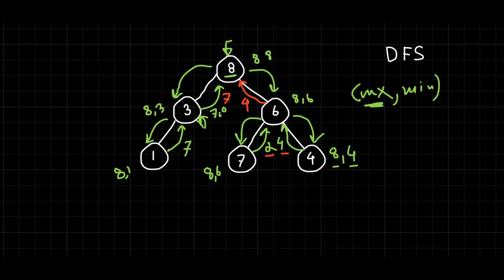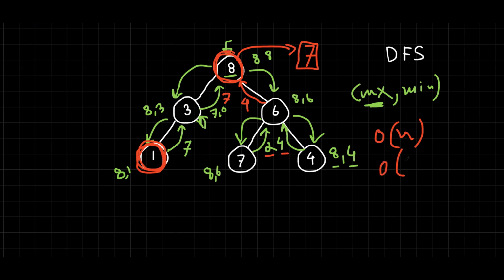Now 8 is receiving two values, 7 and 4. So it will return the maximum of 7 and 4, which is 7. And this 7 basically represents the difference of this node 8 and this node 1. And basically, that's how we're going to solve this problem, by using the depth first search algorithm. And the overall time complexity of this algorithm is big O of n. And also, overall space complexity of this algorithm is big O of n. I hope you understood the algorithm. Now let's move on to the code.